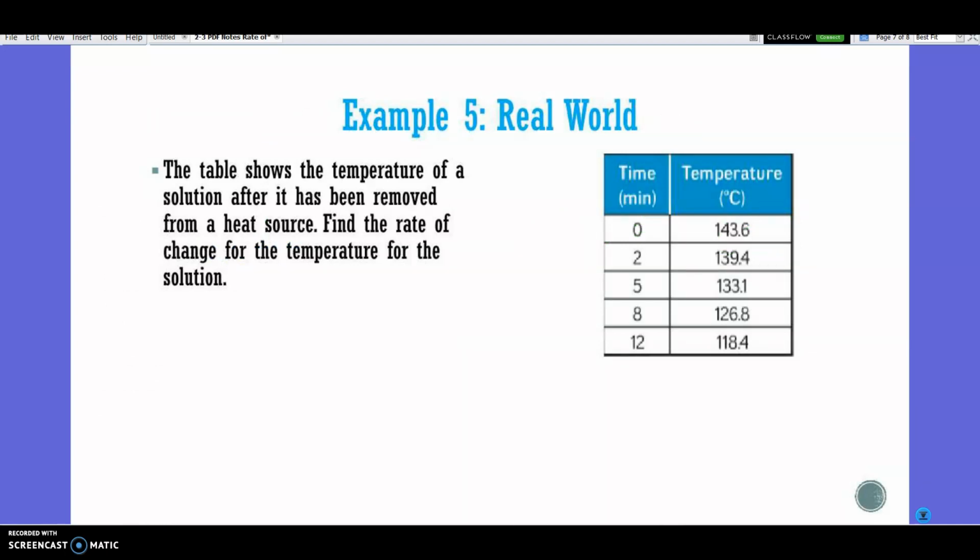Okay, the table shows the temperature of a solution after it has been removed from a heat source. Find the rate of change for the temperature of the solution. So again, you just pick whichever 2 points you want to. It does not matter. I will go ahead and pick the first 2. Use as x1, y1, x2, and then y2. 139.4 minus 143.6 over 2 minus 0.